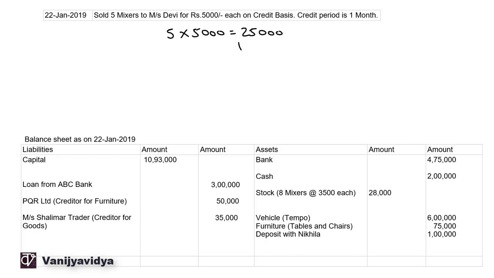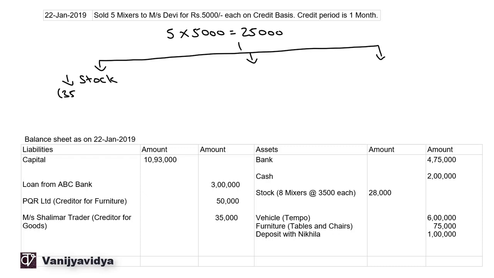Now this transaction will have 3 impacts. Since there is a sale of mixers, the stock of mixers will reduce. Now what is the cost of the stock? We had 8 mixers at rupees 3,500 each. So stock will reduce by 3,500 into 5 mixers, 17,500. Now we have been selling it on credit. So Messrs. Devi is obliged to pay us after 1 month.